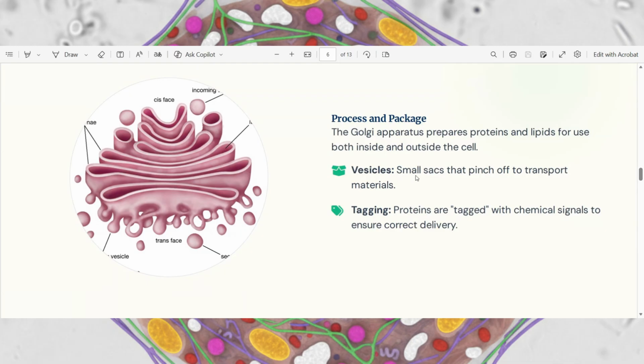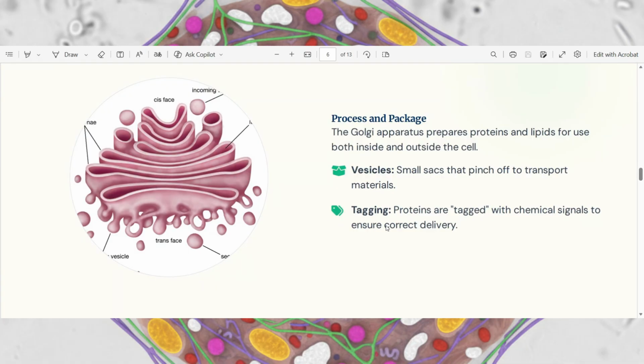Vesicles, they are small sacs that pinch off to transport materials. So picture vesicles like, again, UPS. So picture the whole Golgi apparatus as the UPS center, or the Amazon center, you could say, right? And these vesicles are like the drivers that go out and deliver the packages.